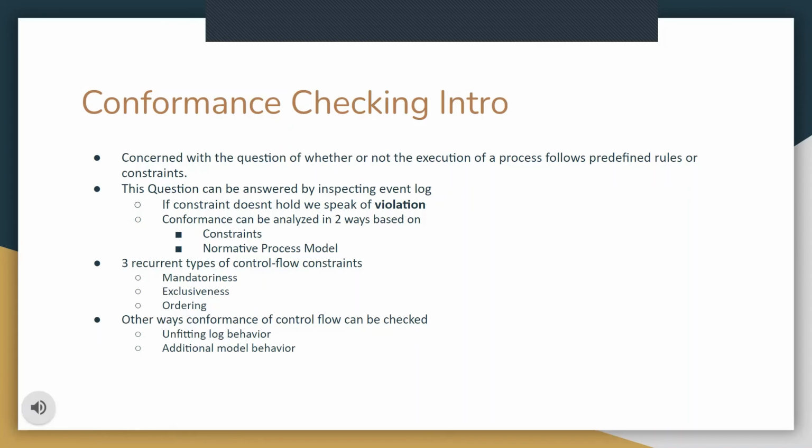Now for the three recurrent types of control flow constraints. A company might want to define a mandatoriness constraint for a certain task because these tasks are required from a control perspective. An exclusiveness constraint states that two or more tasks cannot co-occur in the same case. This exclusiveness can be checked by searching for traces in which both tasks appear. Then we have an ordering constraint, which states that two tasks must always occur in a given order. Other ways conformance of control can be checked is by unfitting log behavior and additional model behavior.